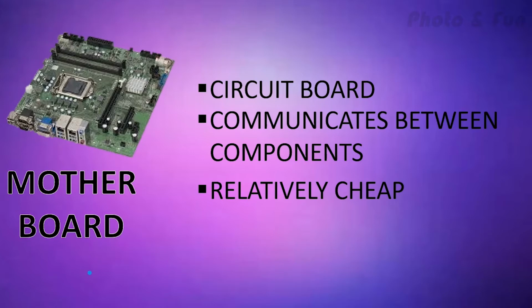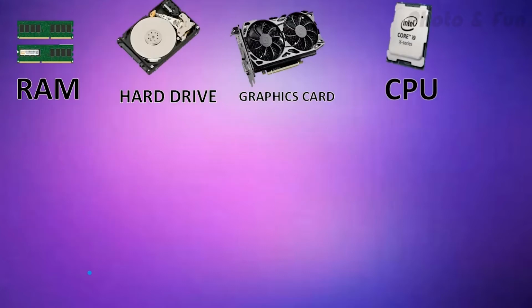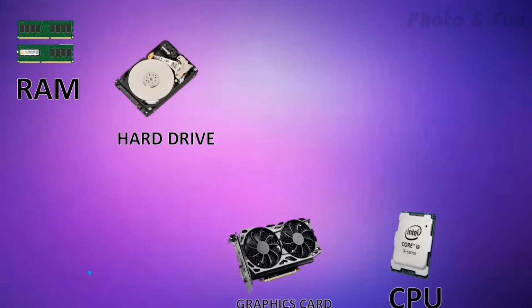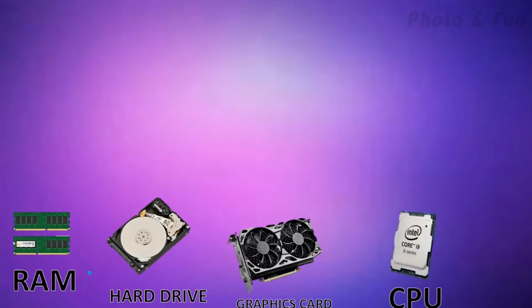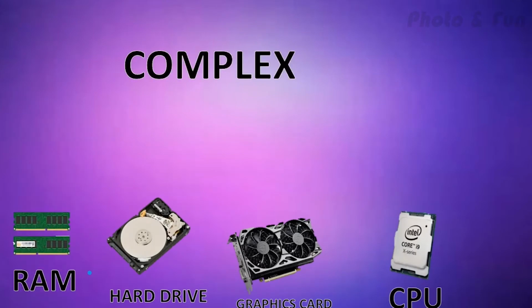Now let's move on to the more complex parts, the ones that deal with data. The 4 main components to keep in mind here are the CPU, graphics card, hard drive and RAM. They are known as the more complex ones.